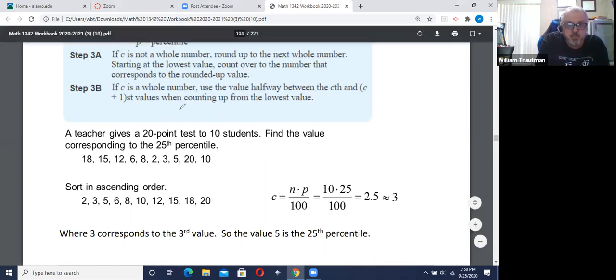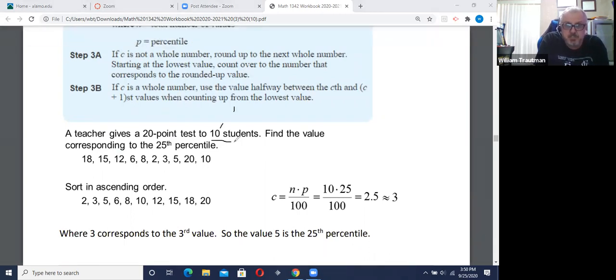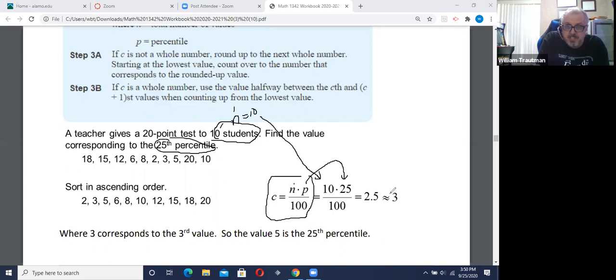A teacher gives a 20-point test. There's 10 students. So that's n. N equals 10. Which of these values is the 25th percentile? The formula is here. Do you see P, the 25th percentile? N, there's 10 students. We put this in our calculator and we get 2.5.